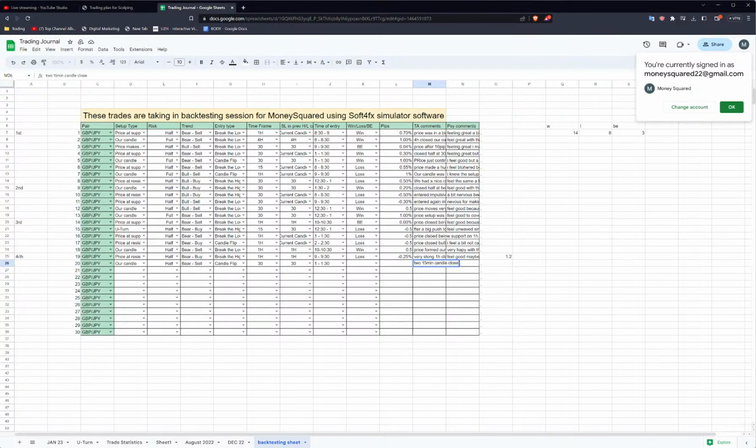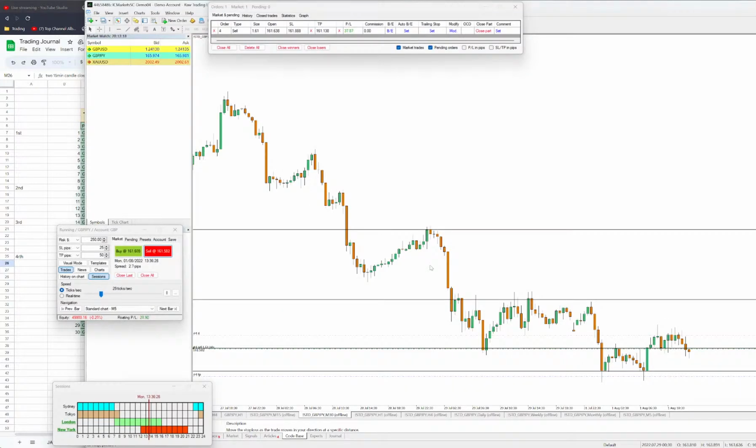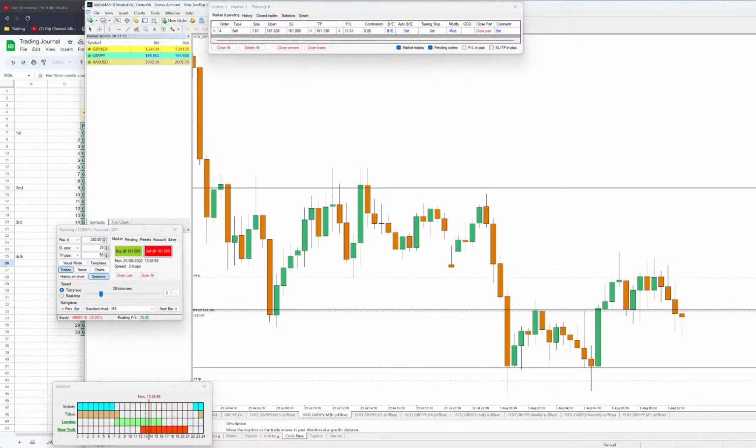30-minute candle closed bearish. Closing the 30-minute bearish on NY open breaking support. Let's see, I'm quite confident on this setup. For some reason, I feel very nice trading this setup. How many pips are we in profit? 16 pips already. We're at some point. Let's see.